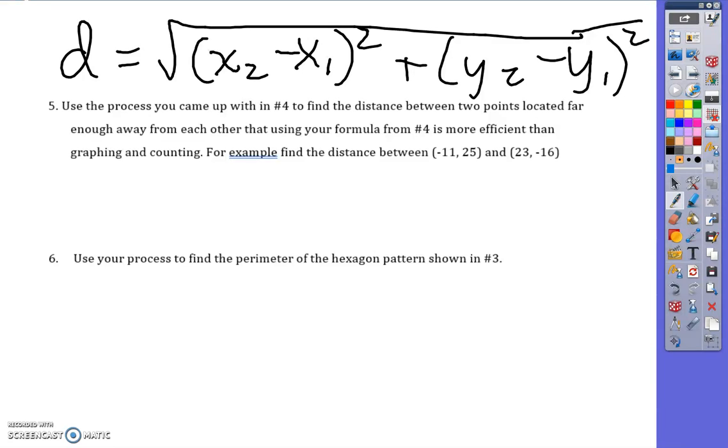So now I'm going to go, okay, here's my 2. So it's more efficient than graphing and counting. And notice these are really far apart. I would not want to graph and count this. So I'm going to go ahead and set it up here.